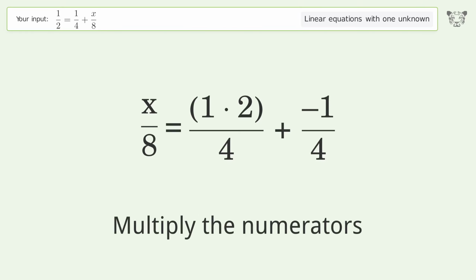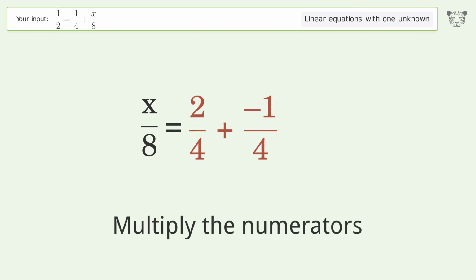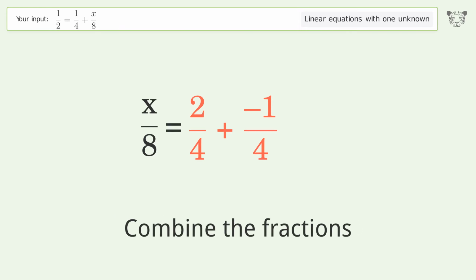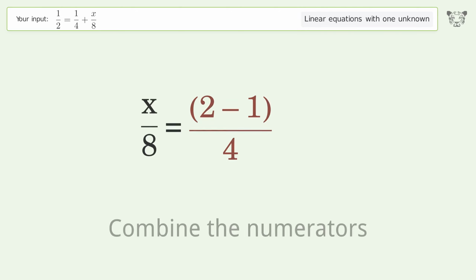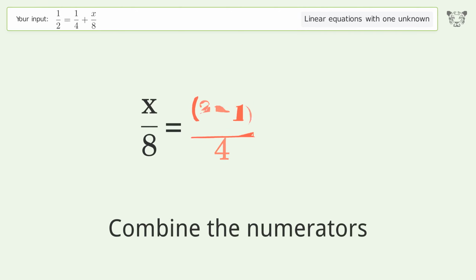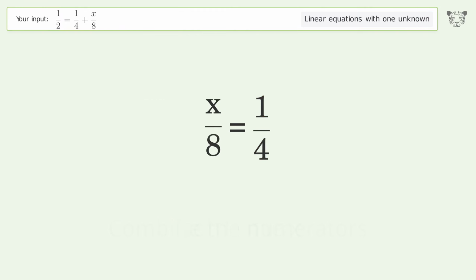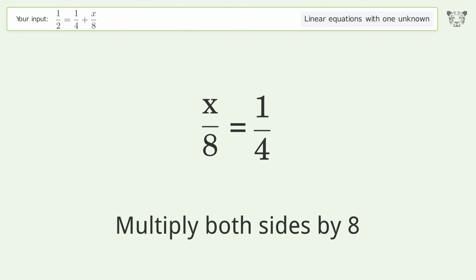Multiply the numerators. Combine the fractions. Combine the numerators. Isolate the x. Multiply both sides by 8.